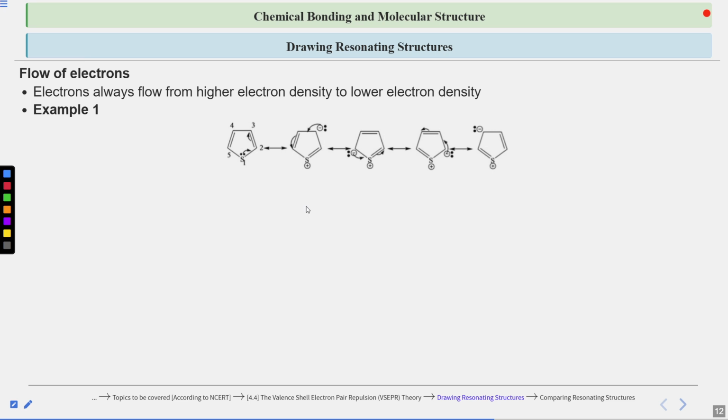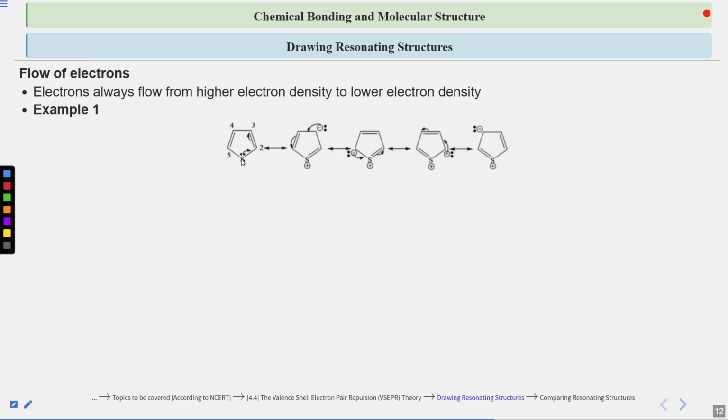There are chances that you won't be able to draw this by yourself, but I have tried to make it as simple as possible. Here is your first part. So what is the possibility of electron flow? We know that electron flows from a high charge density to a lower charge density, and this lone pair on the sulfur is representing a high charge density. So the electron will start flowing from here.